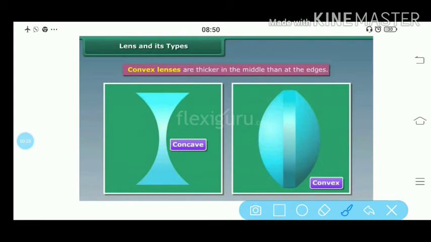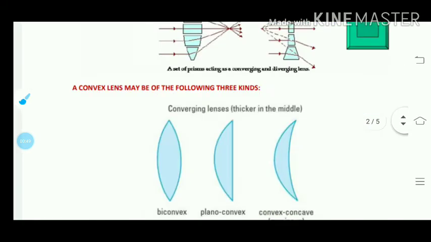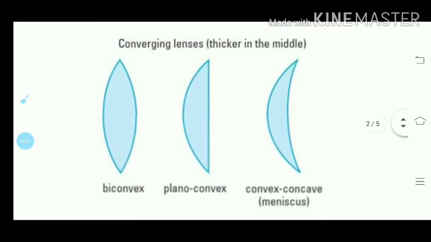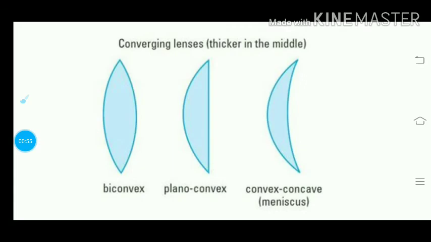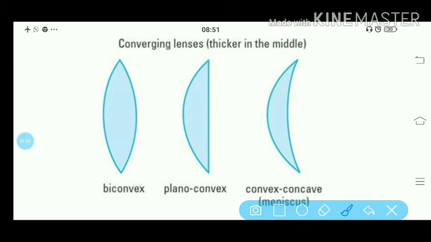A convex lens is thick in its middle and thin at the end. In other words, a lens which bulges out in the middle is a convex lens. A light beam converges on passing through such a lens. It is also called a converging lens. A convex lens is of three kinds. Number 1, biconvex lens or double convex lens. Number 2, plano-convex, and number 3, concavo-convex lens.